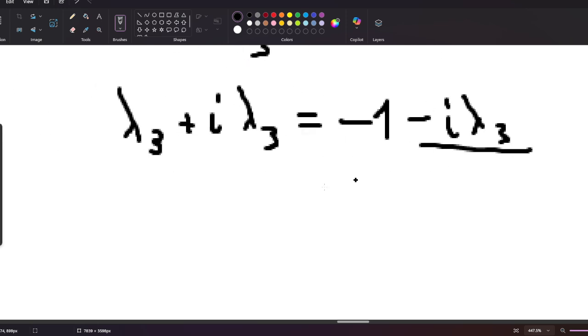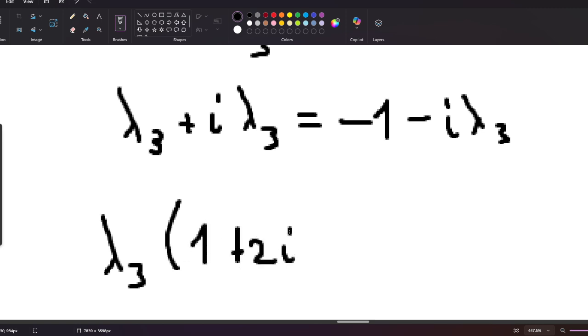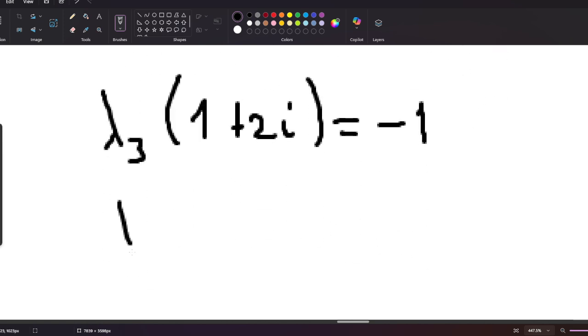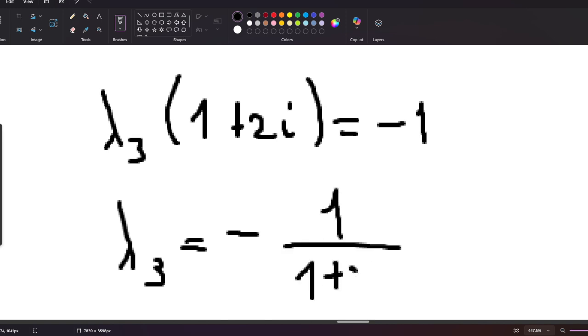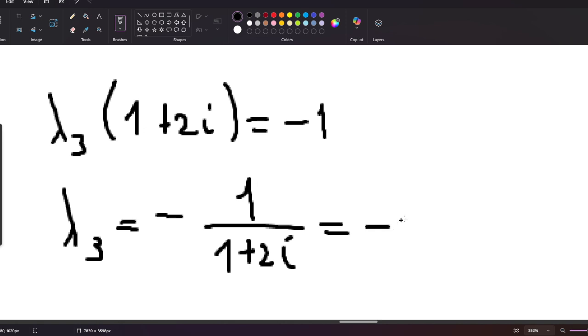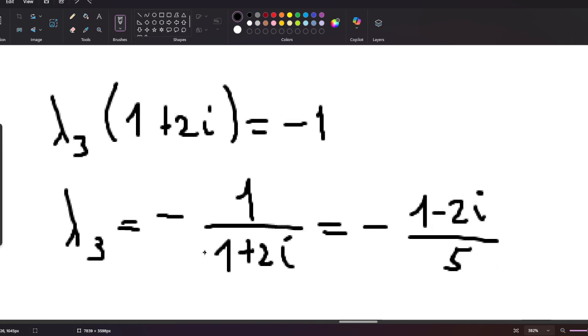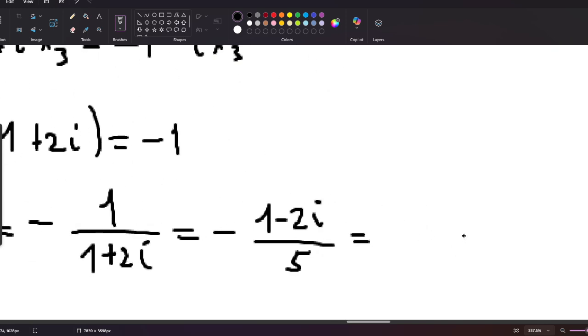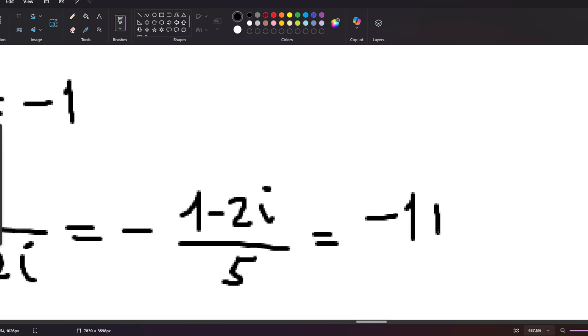Now let's add the i lambda 3 to both sides. We'll have lambda 3 times 1 plus 2i equals -1. Lambda 3 equals -1 over 1 plus 2i. Let's multiply both the numerator and the denominator by 1 minus 2i. It's going to be 5 in the numerator, 1 minus 2i in the... Okay, I said numerator, I meant denominator here, and here's the numerator. Let's bring in the minus. That's going to be -1 plus 2i over 5.